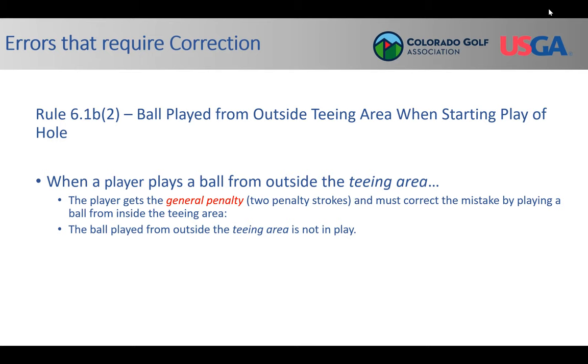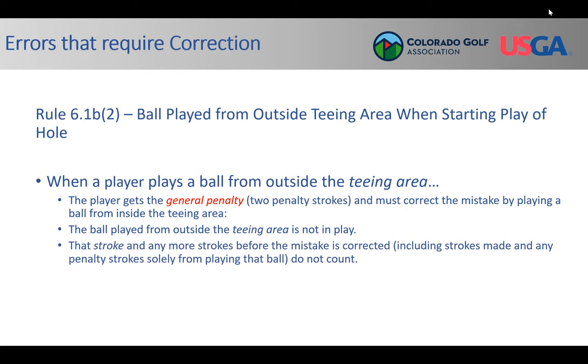But there is a correction required now, and we've got to get that ball inside the teeing area and make a stroke from there. So if we were starting a hole and we teed off from outside the teeing area, that stroke's not going to count. Any other strokes we make with that ball aren't going to count until we make the correction, and the general penalty is going to apply. So we're going to get the two strokes. And then when we make that correction of playing from inside the teeing area, we are making our third stroke from there and then going on and playing the hole with our normal progression of strokes. Again, those strokes and any more strokes, they're not going to count.